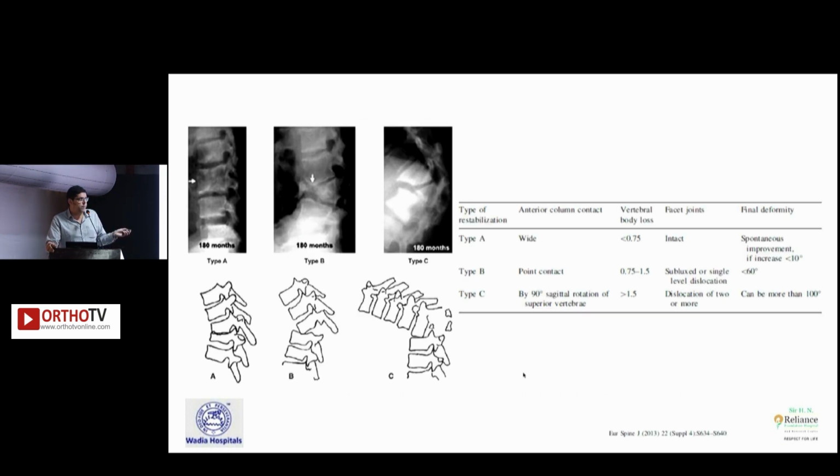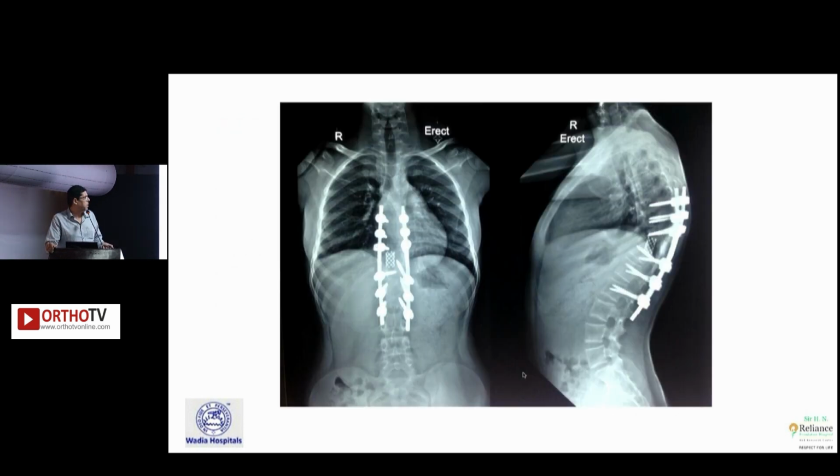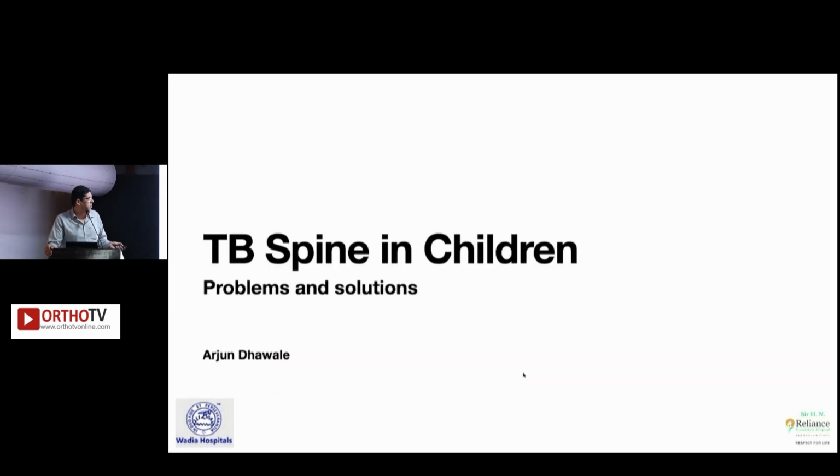And these are the 3 types which you need to understand. The type A wide contact, the type B point contact, and the type C, which is basically a dislocation. And the red flags are basically children below 10, with more than 1.5 vertebral bodies involved, and the spine-at-risk signs, more than 2. So this patient, the one I showed you earlier, required a VCR. Now this is a high-risk surgery. You don't want to do it when you can help it.